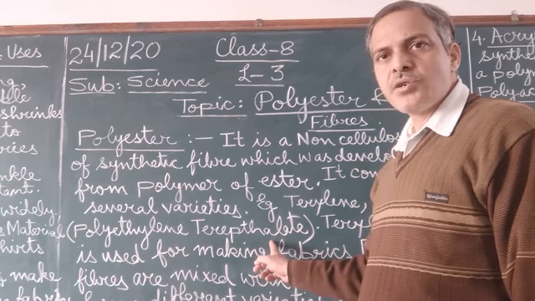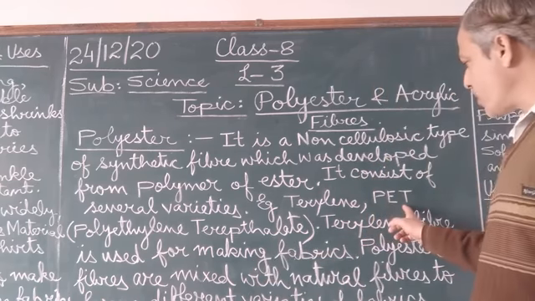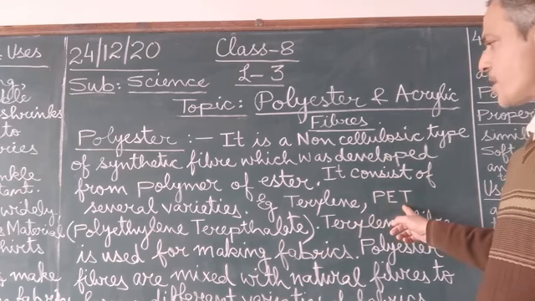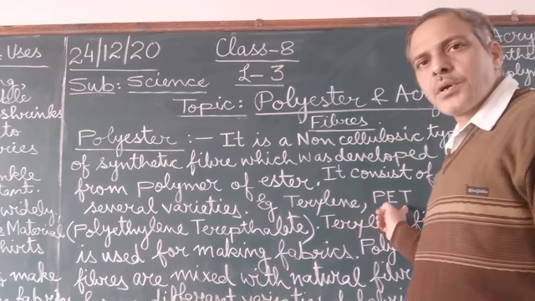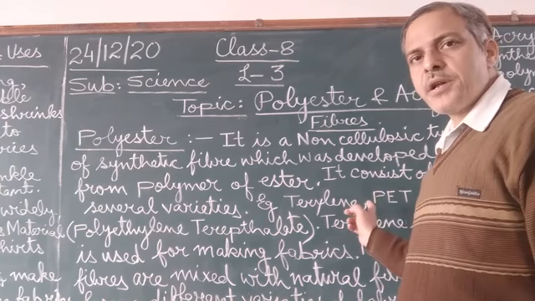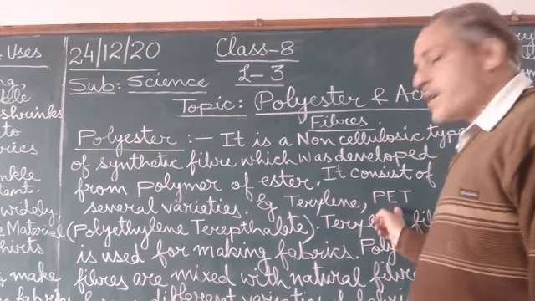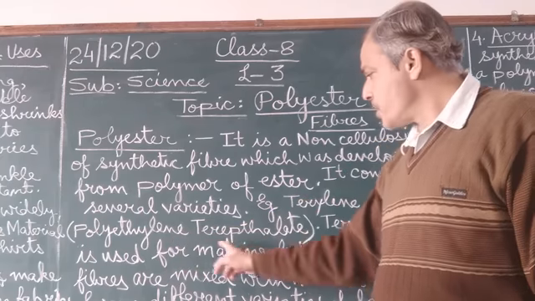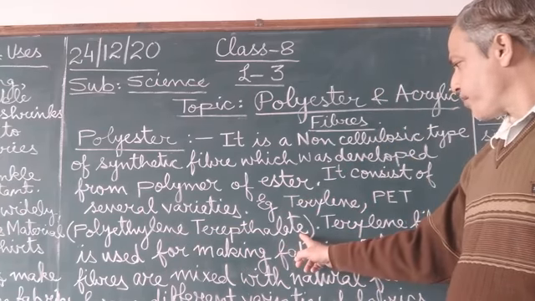So if anybody asks you what is the full form of the abbreviation PET, then you will say that the expanded form of the PET type of polyester is polyethylene terephthalate.